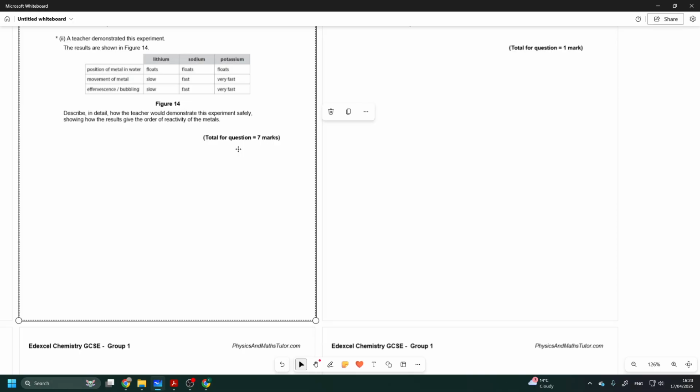Okay, so hang on, I've accidentally moved the page and I'm trying to scroll it. So how would I do it? First of all, you've got to say how I would do it. Okay, how would I do it?